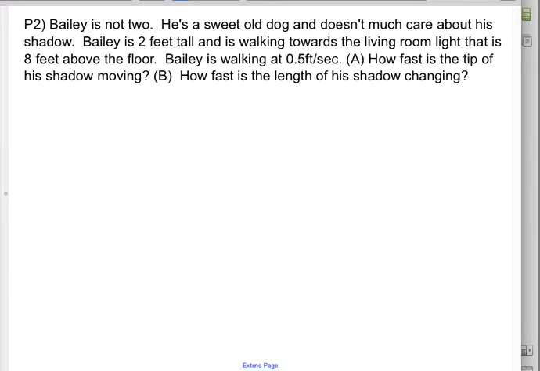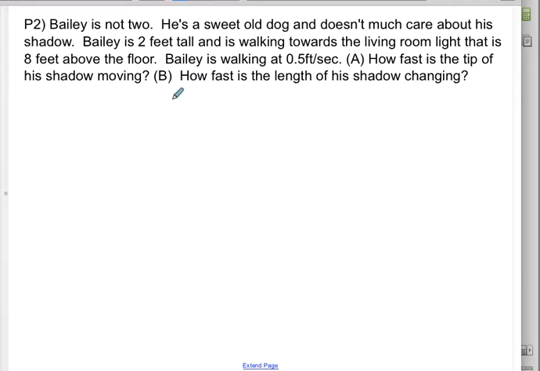Okay. P2. Bailey is not 2. He is a sweet old dog and doesn't much care about his shadow. Bailey is 2 feet tall and is walking towards the living room light that is 8 feet above the floor. Bailey is walking at 0.5 feet per second. How fast is the tip of his shadow moving, and how fast is the length changing?